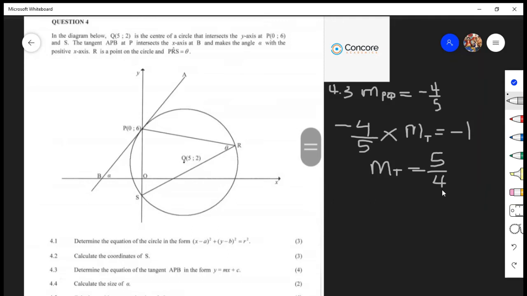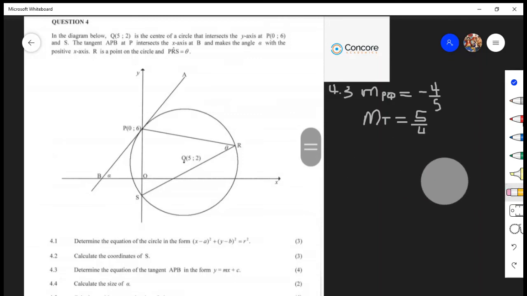Does everyone understand how we got the gradient of our tangent? Yes. Is there anyone who's confused or has a question regarding how we calculated the gradient of our tangent? No. Okay, so let's move on then. So now our next step.